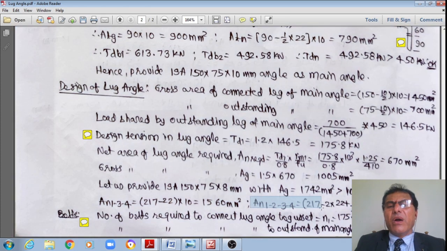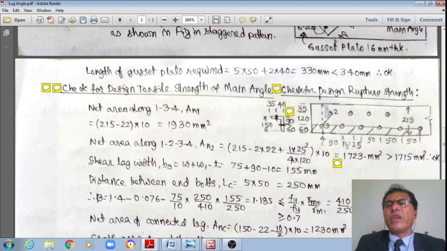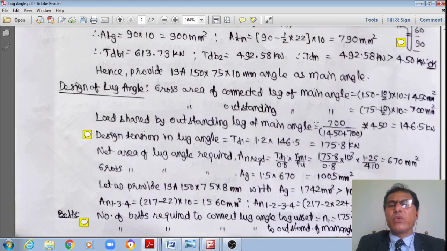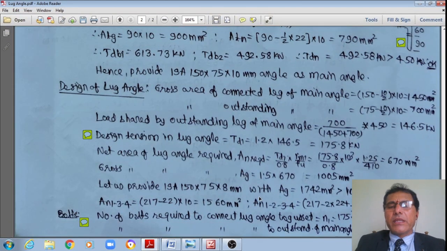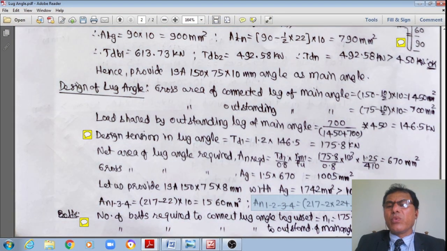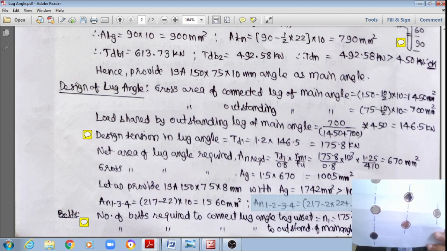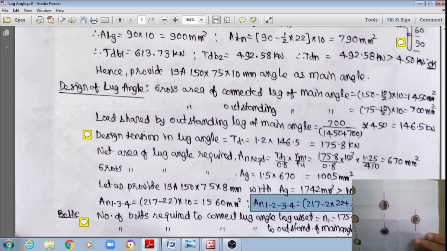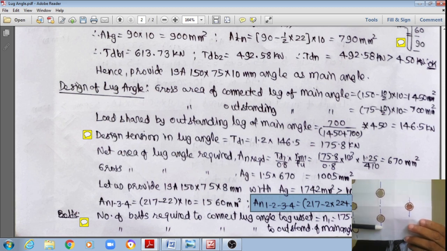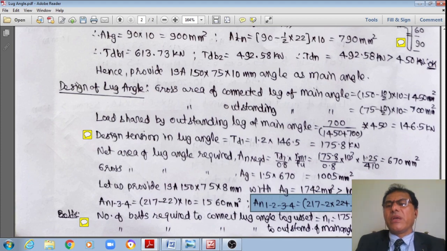Whereas if it is failing along 1 2 3 4, in which case I am encountering one staggered pitch of 50 mm as well as a gauge distance of 122, I am just recalling that. Along that, the net area An 1 2 3 4 is equal to 217 minus 2, two deductions need to be done there, multiplied by one staggered pitch of 25 mm square divided by 4g, 122 mm. Substituting that, multiplied by thickness 8 mm, I now get 1394 mm square, which is much greater than the net area required of 670 mm square.